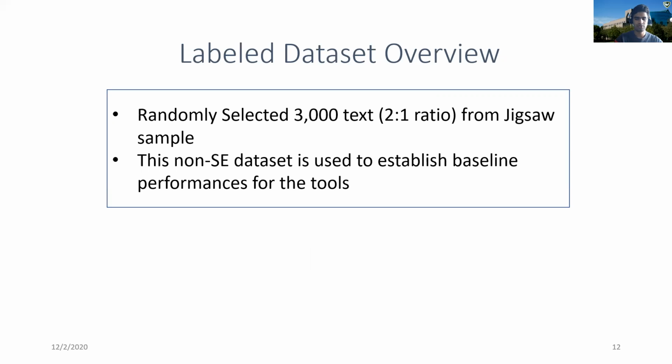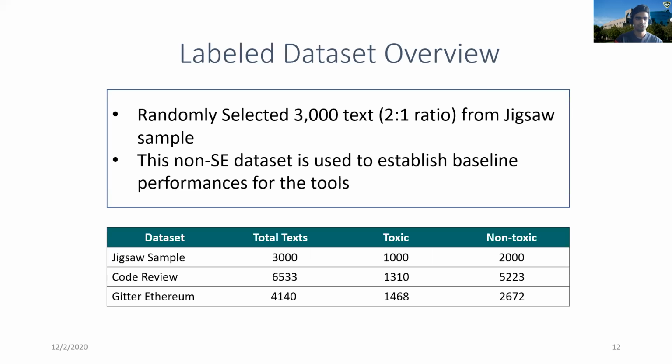We also randomly selected 3,000 texts from the Jigsaw test dataset, in which the ratio of non-toxic to toxic text is 2 to 1. We use this dataset to establish baseline performance of the tools on a non-software engineering dataset. Those datasets are already labeled by the Jigsaw team. So here is our final dataset from the Jigsaw sample, code review, and Gitter, for testing our models.